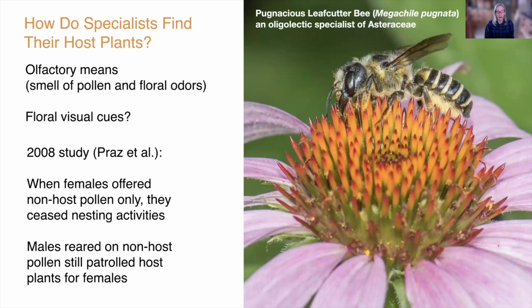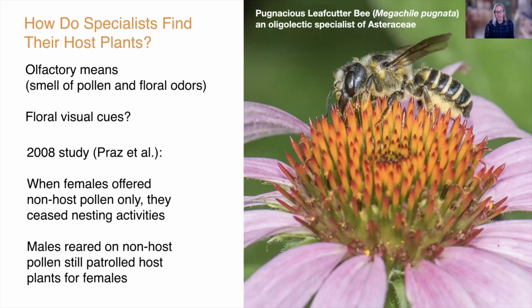Well, one commonly held theory is that as the bee larvae are consuming those pollen resources, they are imprinting on the unique smell of those host plant pollens, as well as any floral odors. And so when the adult emerges for the first time out in the landscape, she's largely using olfactory means to find her host plants from which she collects pollen.